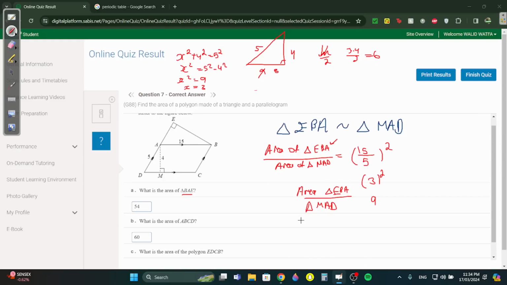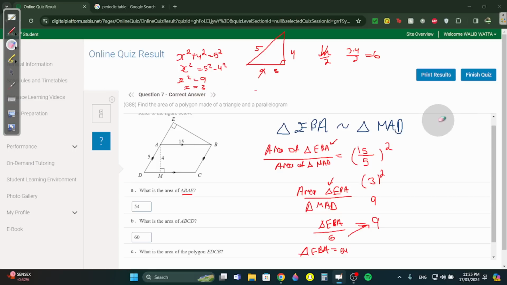So that means we can replace the area of triangle MAD with 6. Area of EBA, we don't know it. Let's keep it as EBA over 6 equals 9. How do you find EBA? Multiply 9 times 6. EBA equals 54.